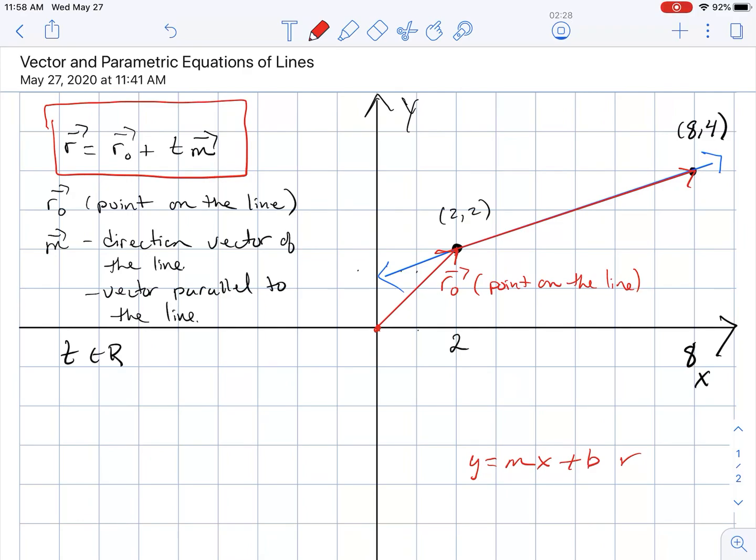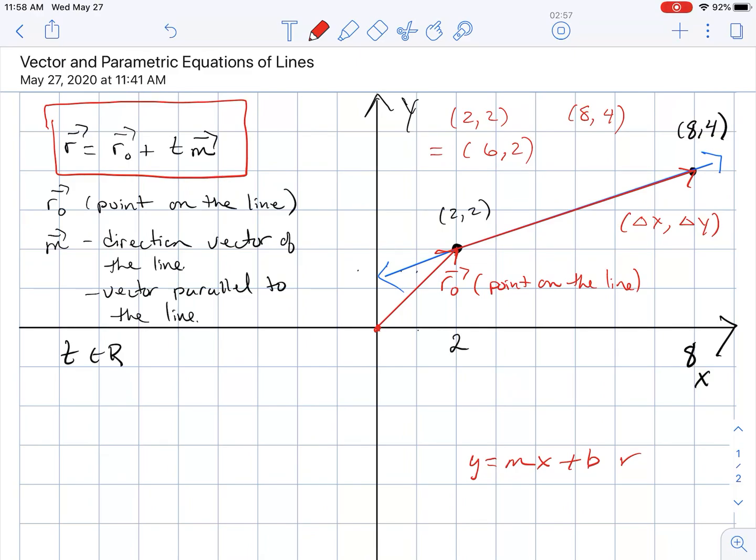That vector right there, we've seen in a prior video, is going to be the change in x and the change in y. So I'm just going to do that work up here. I started at (2, 2), and I went to (8, 4). So change in x is going to be 6, change in y is going to be 2. Now remember in that prior video, we saw that doing the change in x and change in y gives you a vector that's parallel to the vector in question.